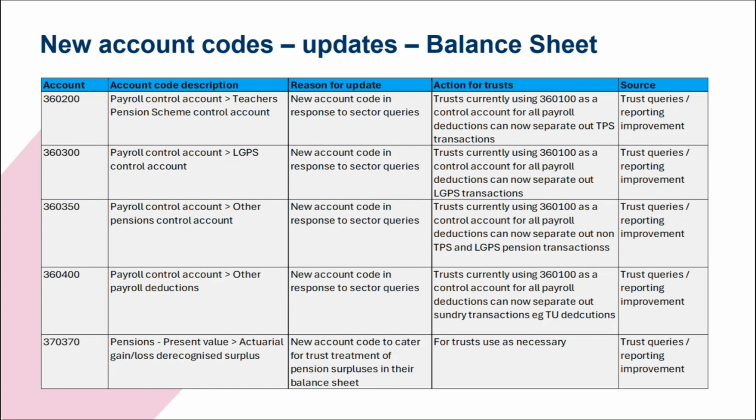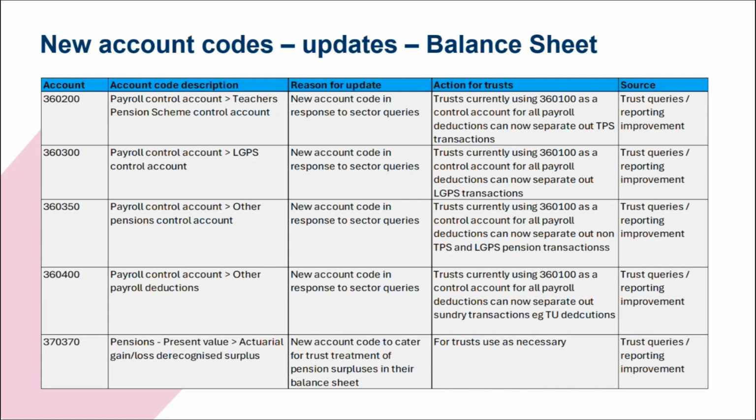Moving on to the new account codes, firstly looking at what we've set up in the balance sheet. We've set up 4 new payroll control accounts, and these have come out of both sector queries over the years and also the questionnaire. There's one generic code currently, but we've now split that down into more account codes. You don't have to use them, but they are there for you to use if you feel it's necessary.